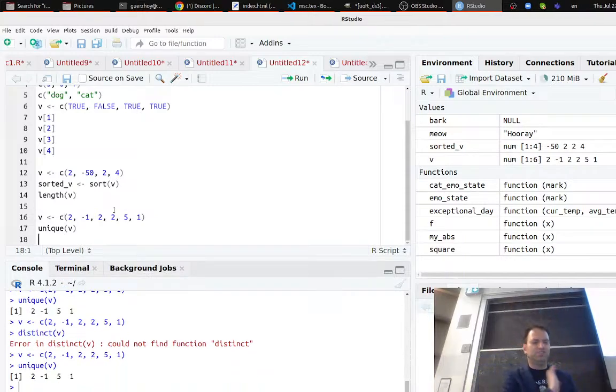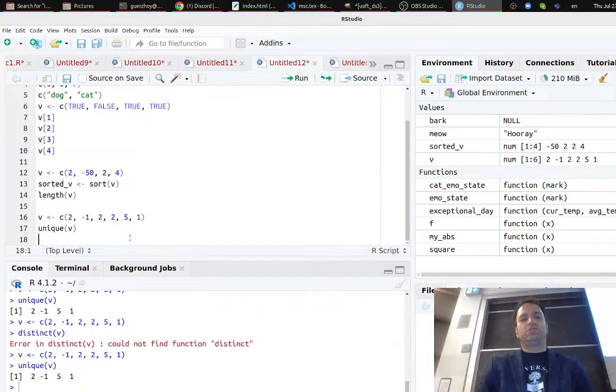Oh, it is unique. Never mind. Okay, so here, yeah, it was my problem all along. Here you have repetitions of 2's, and you see that you do unique. So it turns out to be useful when you're doing data analysis sometimes. That just gives you the unique elements.